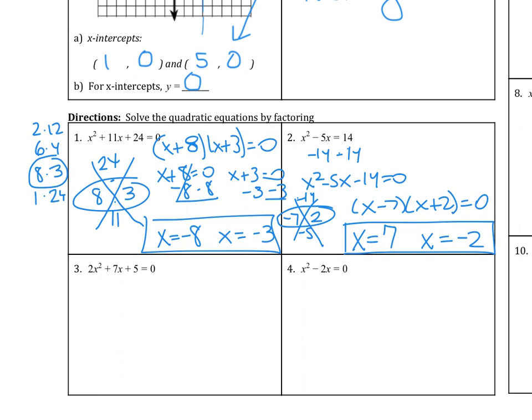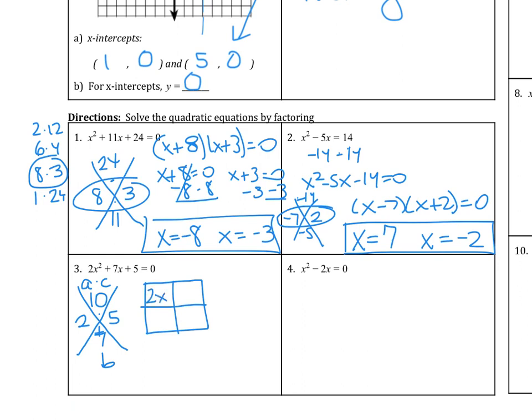For number 3, we need to factor this as well. And so we have, remember, when a is greater than 1 and we cannot take a GCF out, we're going to do a times c that adds to b. So what's a times c? It's 10. And then what adds to 7? So that is 2 and 5. So 2 times 5 is 10, 2 plus 5 is 7, and then we have to do the reverse box.